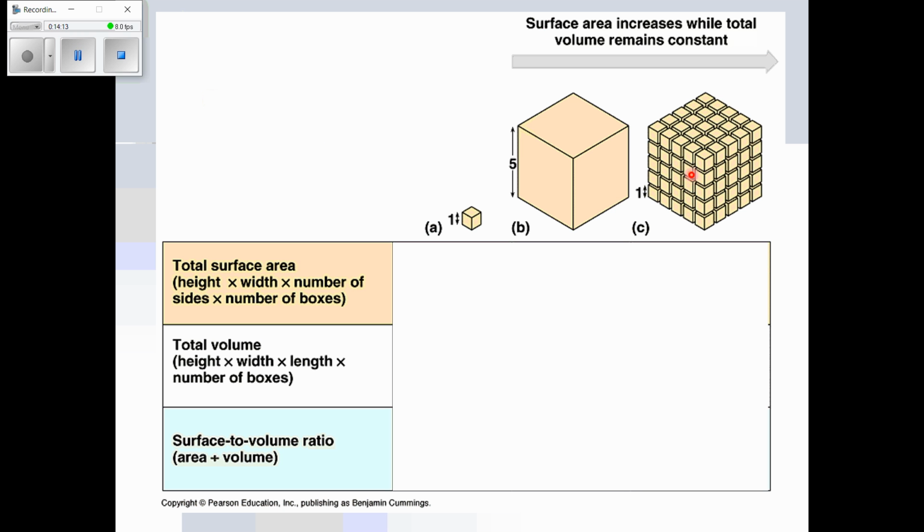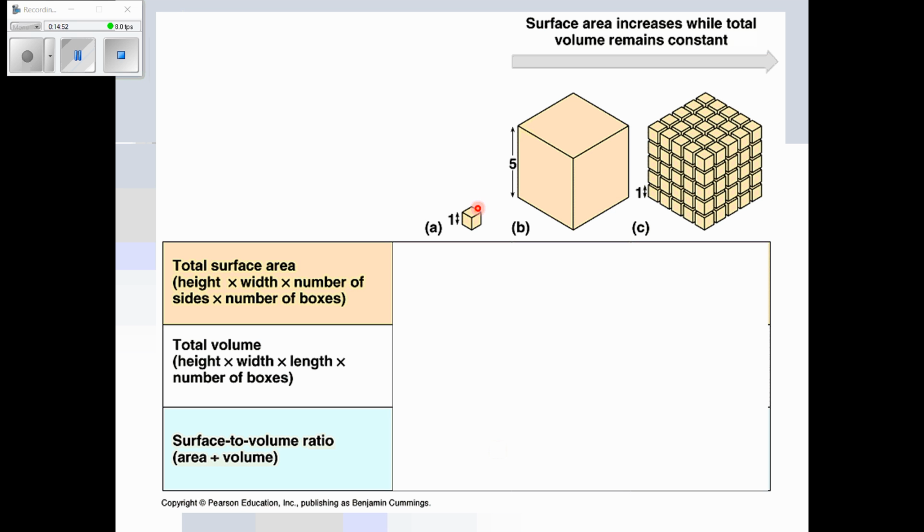Now, for the moment, let's ignore this cube, the one that's been cut into a bunch of pieces, and just focus on cube A and cube B. Let's assume that this is a very tiny cell, and then here is a cell that's 5 times larger. We're going to compare these two cells. Specifically, we're going to compare the surface area of each one, and then the volume of each one. And we're going to talk about how the surface area to volume ratio changes when cells grow.